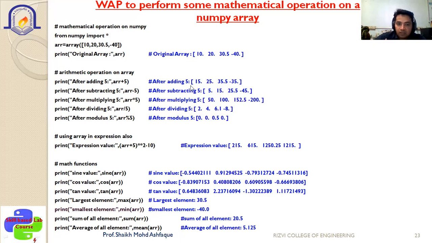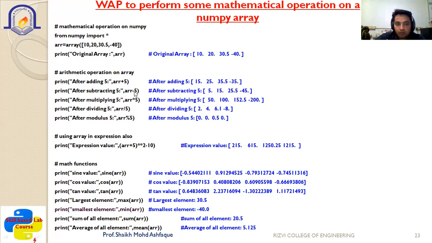After adding 5, you can see that 5 is added to each and every element inside the data. 10 plus 5, 15. Then 20 plus 5, 25. Then 30.5 plus 5, 35.5. Then minus 40 plus 5, it is minus 35. So it performs the arr plus 5 operation on each and every element.